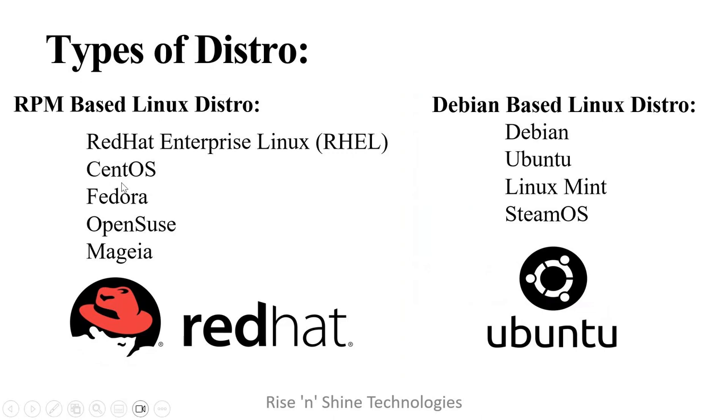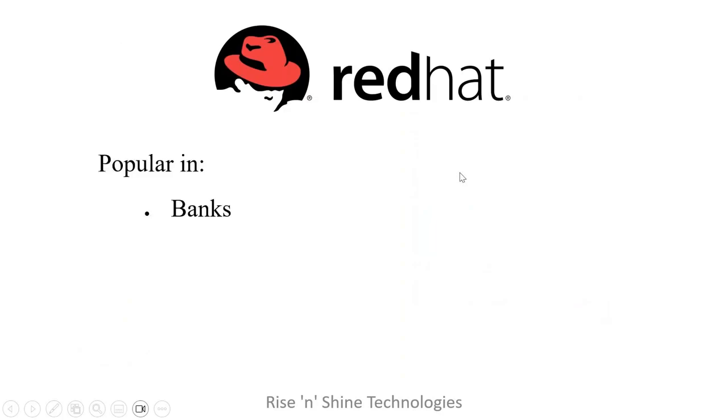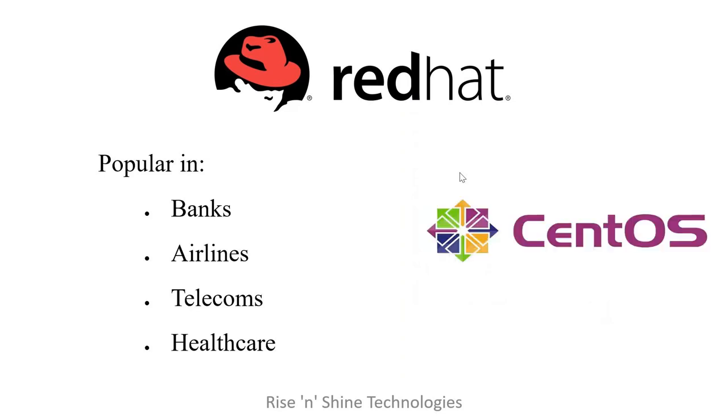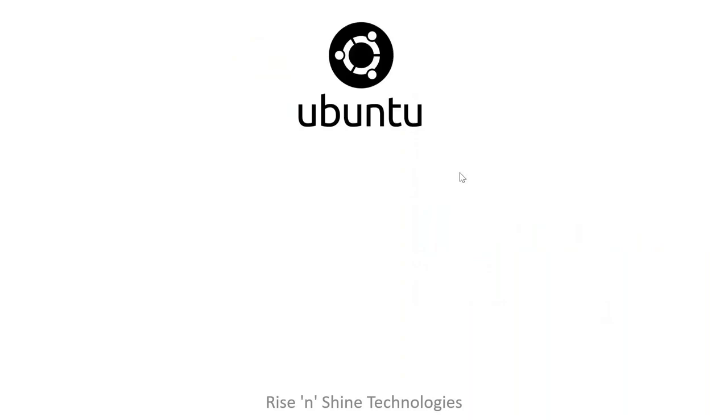But if you're working with CentOS or Red Hat, they're all almost the same flavors. But there are some differences in user interface, some commands, and a little bit in package management. Red Hat is popular in banking applications, airlines applications, telecom applications, or healthcare. And another one is CentOS from this Red Hat flavor. Red Hat Enterprise Linux and CentOS, mostly we see these two types.